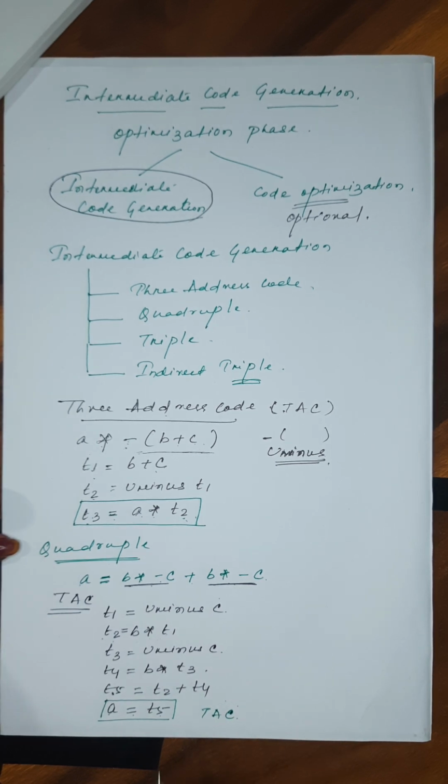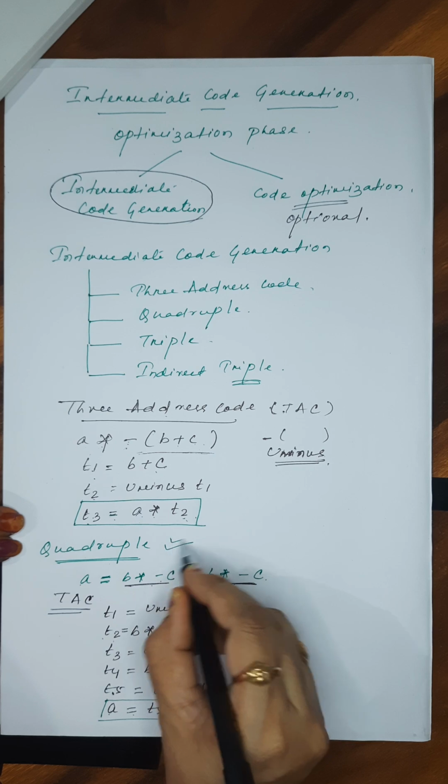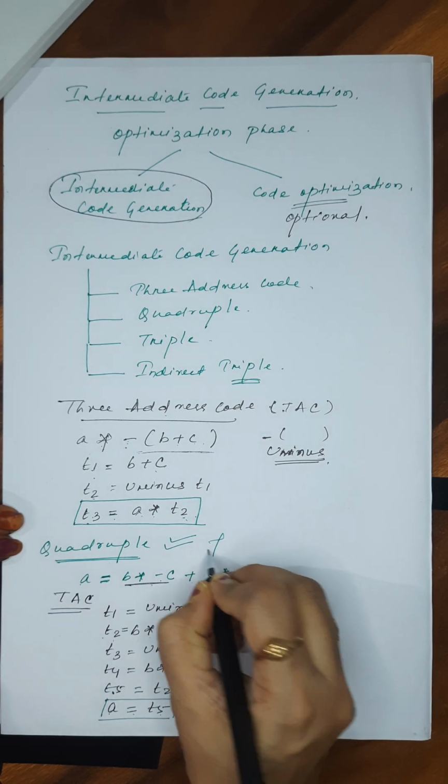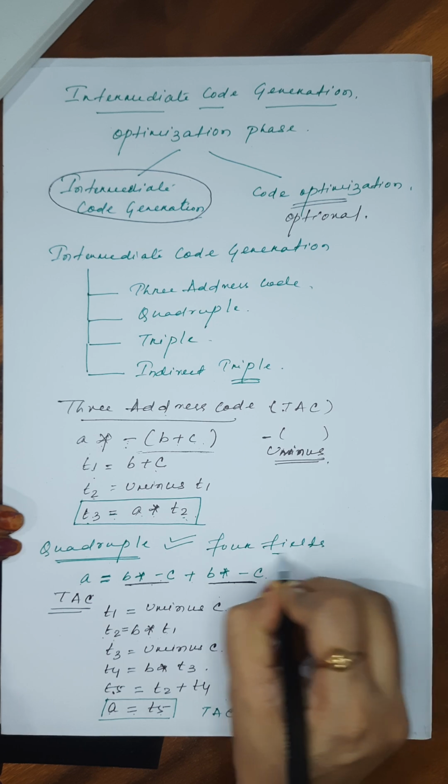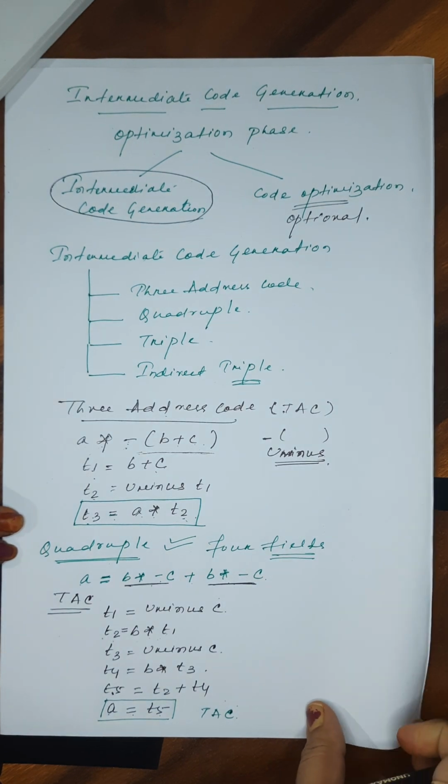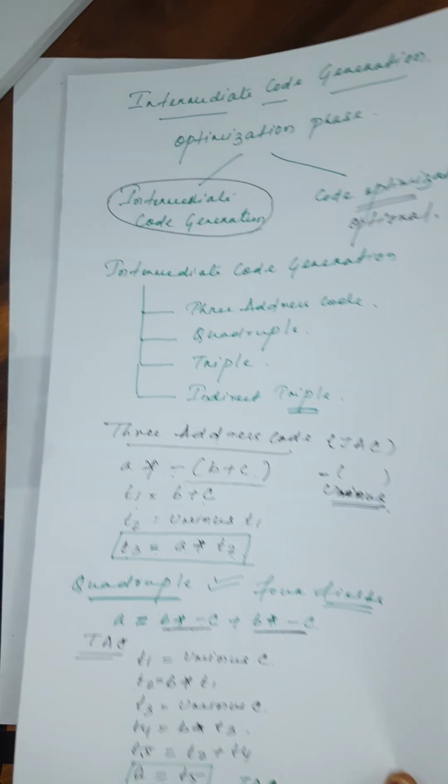Okay. Now what is the topic? Our topic is quadruple. As the name suggests, how many fields will be there? 4 fields will be there. Now we will see how the 4 fields are to be constructed. For the same expression, we will be doing that.